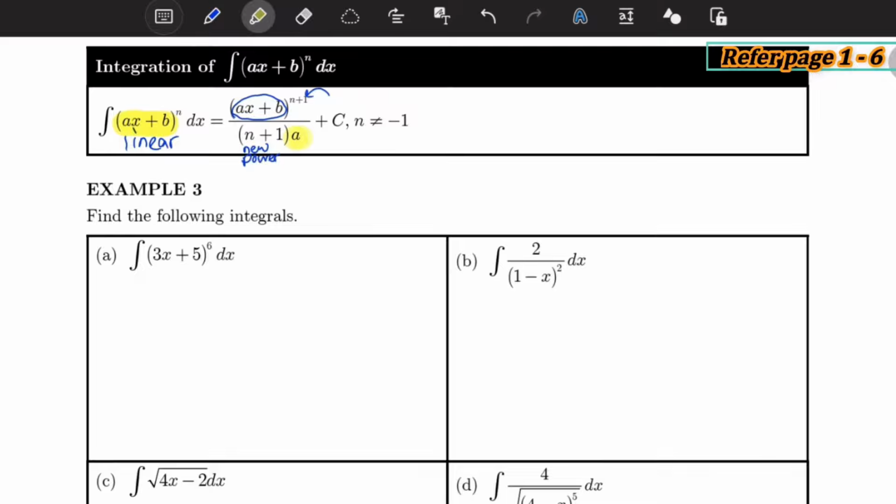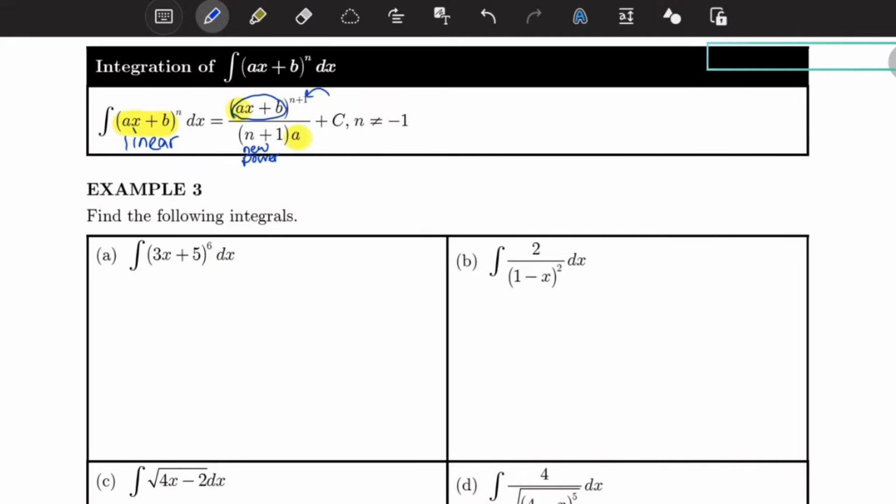How to get a here? A is the derivative of the linear function ax plus b. Differentiate ax plus b is a. So we have a, the coefficient of x. And plus c as usual.